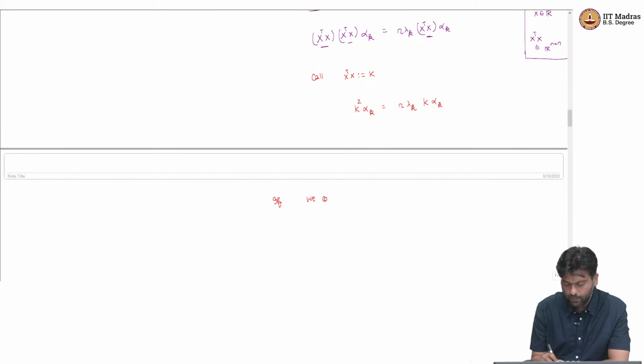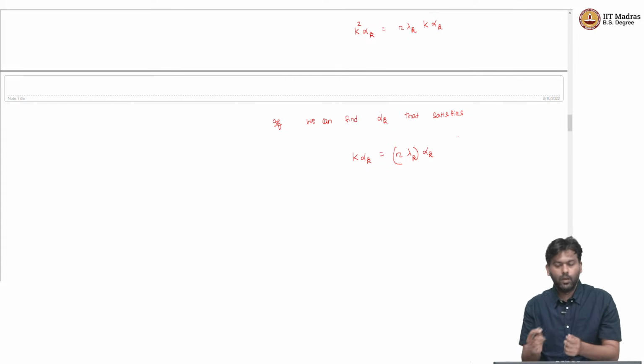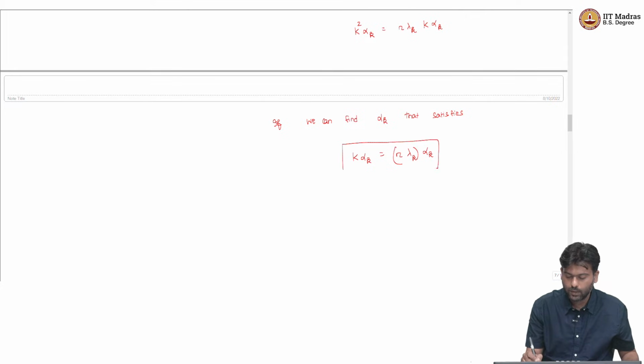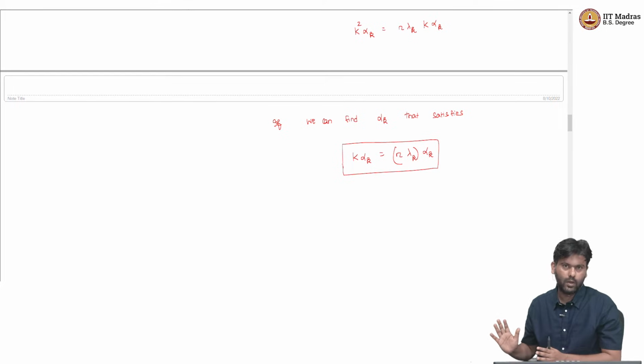In other words, if we can find an alpha k that satisfies K alpha k equals n lambda k alpha k, there is a K on both sides. Then we can multiply by K on both sides and it would have satisfied the other equation as well. So, all we need to find is an alpha k that satisfies K alpha k equals n lambda k alpha k. If we can do that, then we are kind of done.